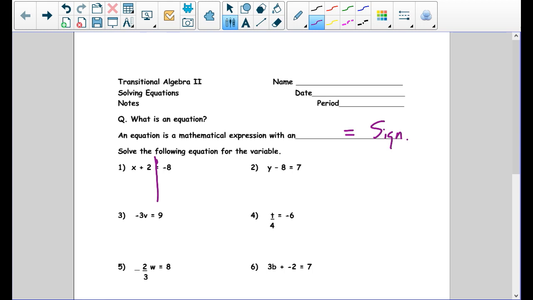Okay? So I'm looking here, I'm isolating, I'm getting this x by itself. How do I get rid of the plus 2? Minus it. So I'm going to subtract 2. So x then equals negative 10.